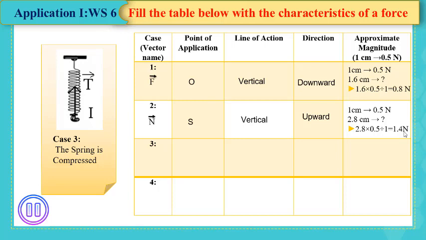Let's continue. The spring is compressed. With my hand, I push the spring, so it becomes shorter. It is said to be compressed. What is the vector name? Look at this case. It is T vector. Very good. What is the point of application? It is point I.